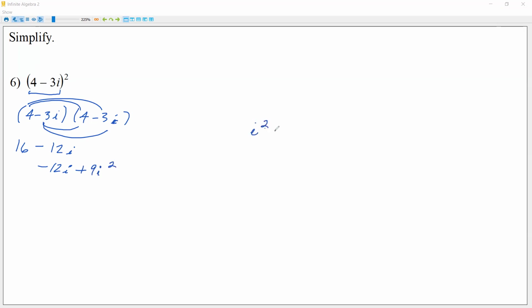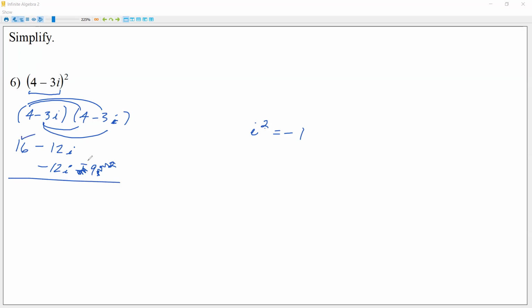Remembering that i squared equals negative 1, I'm going to mark out the i squared and change the sign to the opposite sign. So that plus 9 that I got when I multiplied negative 3 times negative 3 goes back to a negative. All right, so now I'm going to combine like terms.